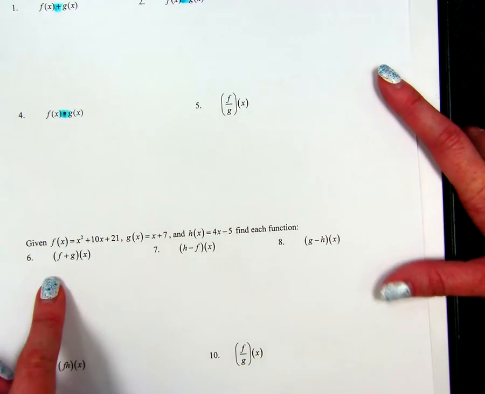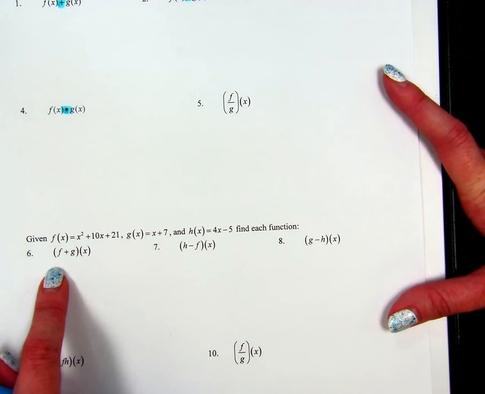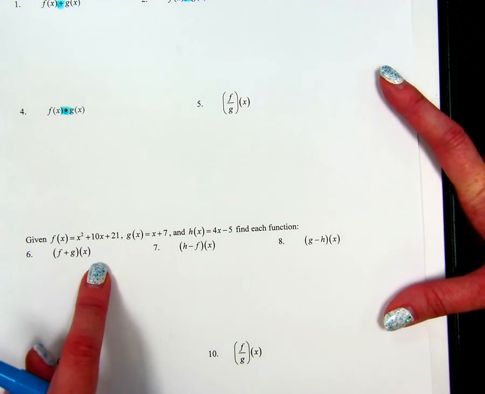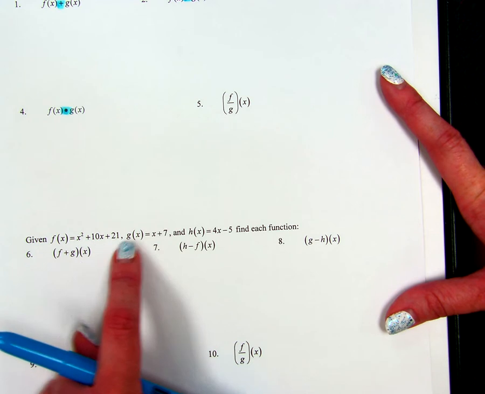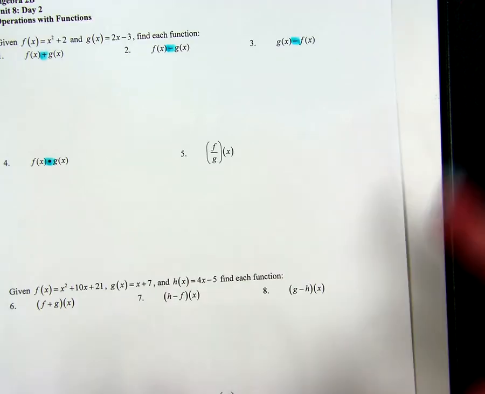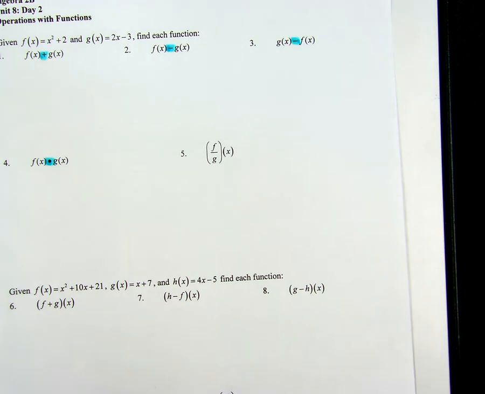And then 6 down here is the same thing. It's just written a little different. So it says f plus g of x, but we're still doing the same thing, adding f of x and g of x together. So let's get started on these, and you guys will see exactly what I'm talking about as we get going.